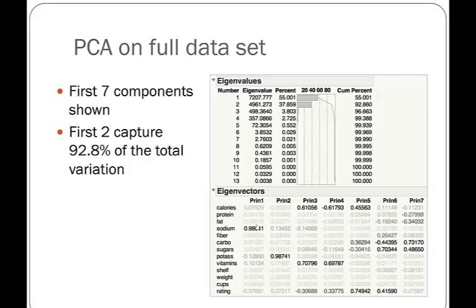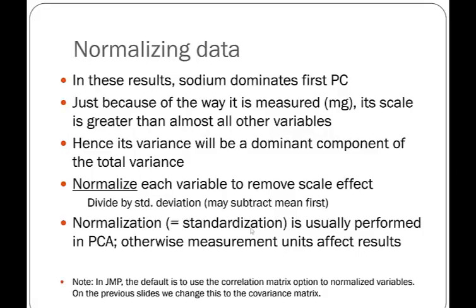And sometimes that story is easy to see and a good story, and sometimes there's a problem with this. And the problem shows up in this case at least, in that sodium turns out to be measured in milligrams, whereas everything else in the data is measured in grams. So the scale for sodium is actually what's driving this, instead of sodium containing all the information. So how do we deal with that? Well, the simple answer is to normalize the data.